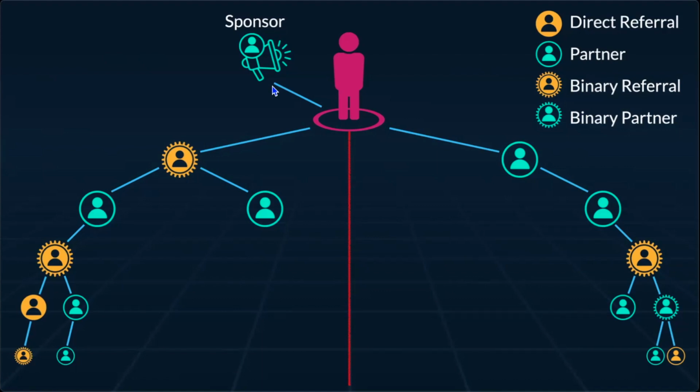So if you look at this little picture, the pink person and his people on the right are the people that will be spillover from the sponsor. Any people in yellow are your direct referrals. So what I've done is the direct referrals are in yellow, and the people that are binary qualified have got those little gears around them.